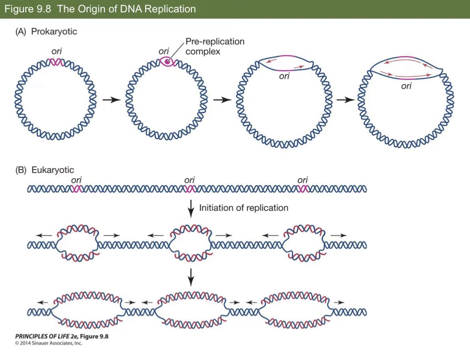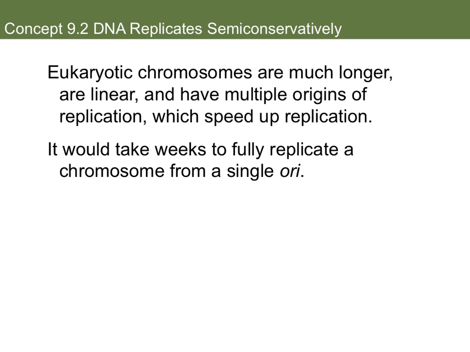But in eukaryotic cells, because the DNA is linear, it would take a lot of time. So we have multiple origins of replication forming multiple bubbles, as you can see here. And then the bubbles travel towards each other. And right here, specifically, and right here, those are the replication forks. Eukaryotic chromosomes are much longer and linear and will have multiple origins of replication, which speed up replication. It would take weeks to fully replicate a chromosome from a single origin of replication. That's why eukaryotic cells have many.